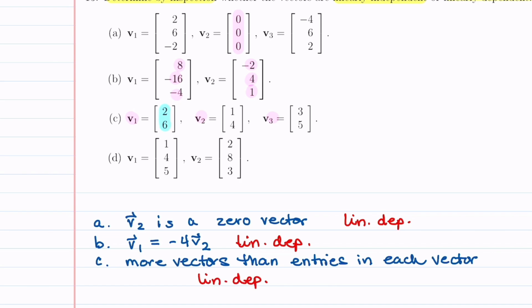The reason for this is if you were to put V1, V2, and V3 in a matrix and row reduce it, because of the structure, every column could not have a pivot. So you're always going to have linearly dependent vectors.